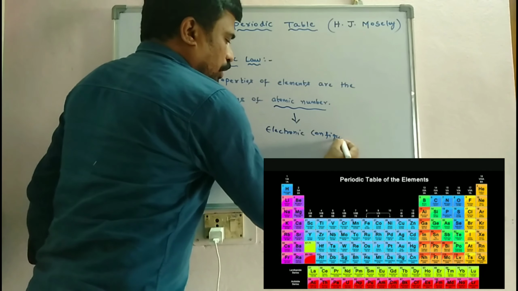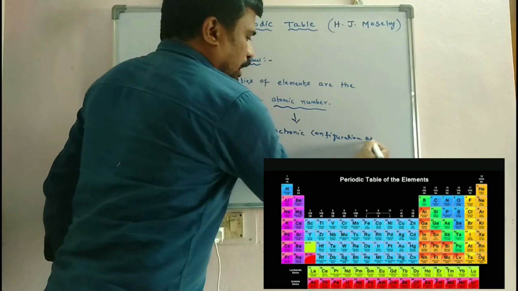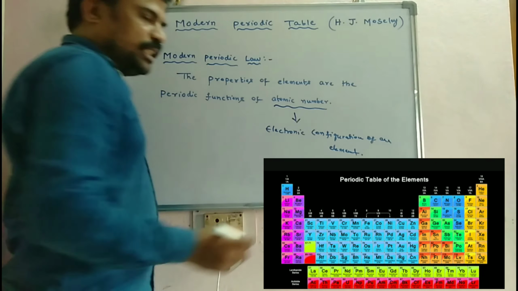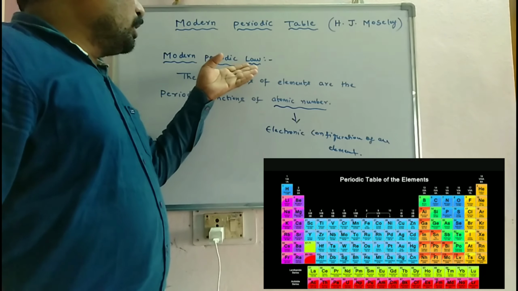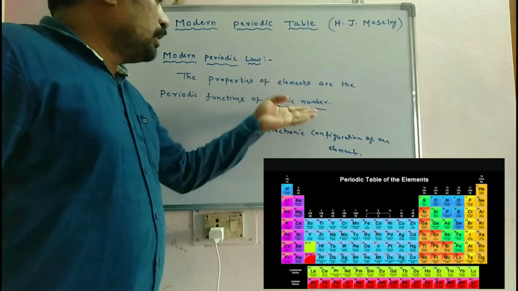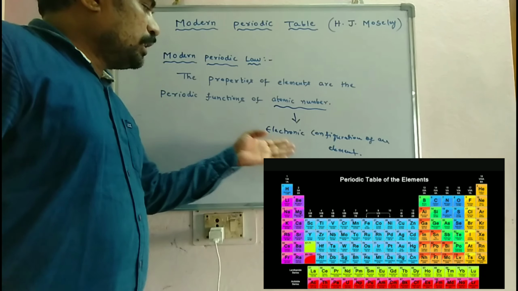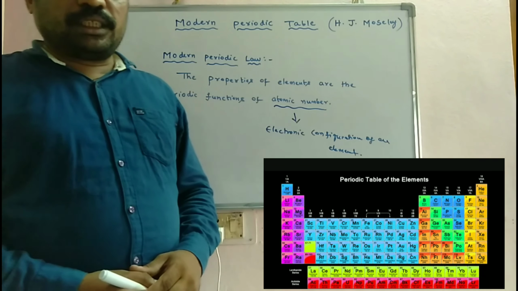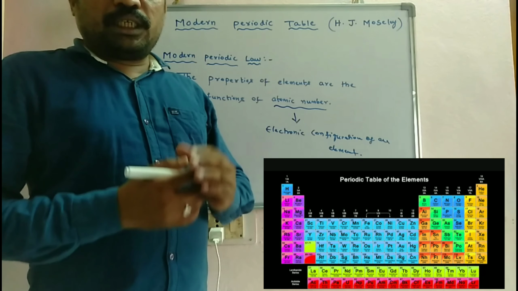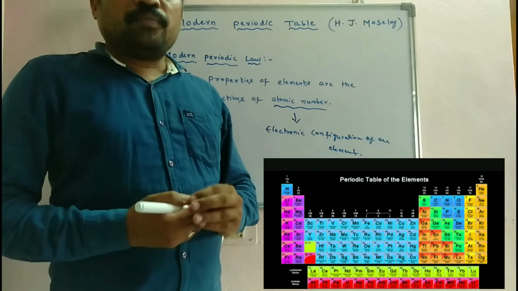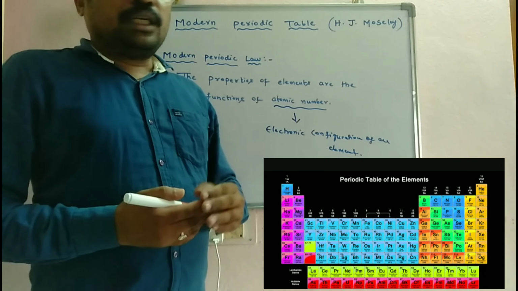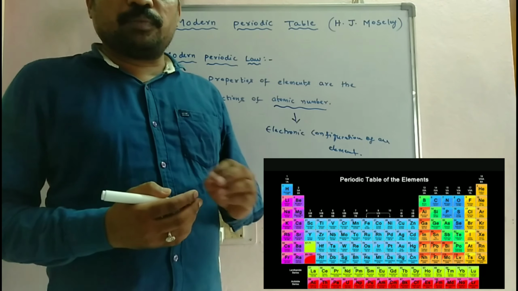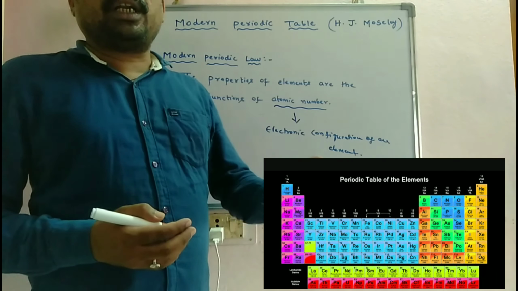Electronic configuration of an element. So what is the reason behind this? Why has the periodic law been modified, with electronic configuration of an element instead of atomic number? The reason is very simple. The physical and chemical properties of the elements are based on the electronic configuration of the element. That is nothing but the number of electrons present in the valence shell of an atom.